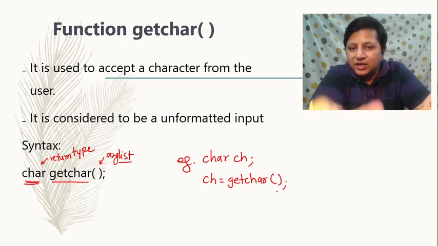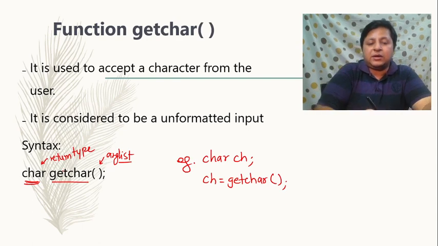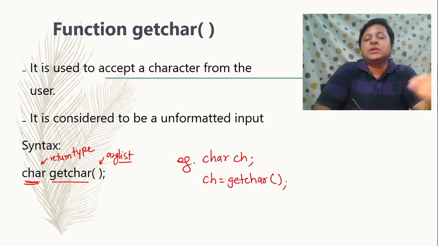So getchar is a function call. You might be wondering why I have written char before getchar. That is just to indicate its return type. The return type of getchar is char. Hence, you can see that on the left hand side I have used a character variable, because getchar is supposed to return a character value.